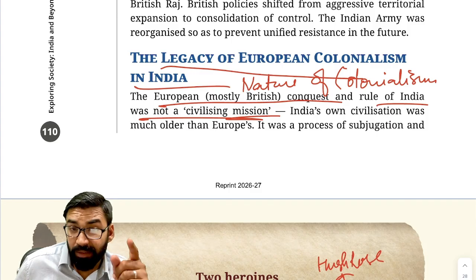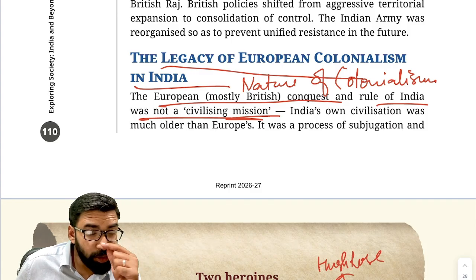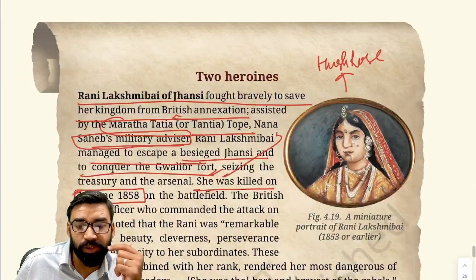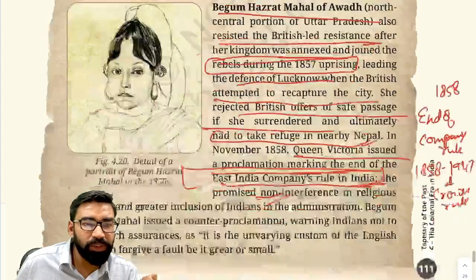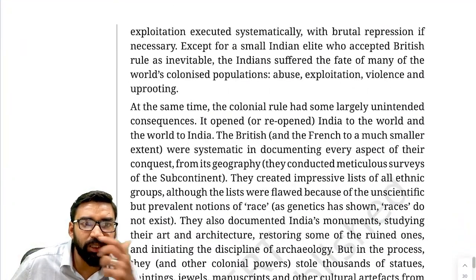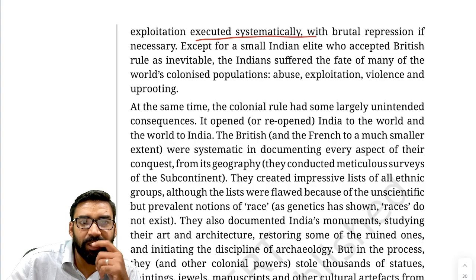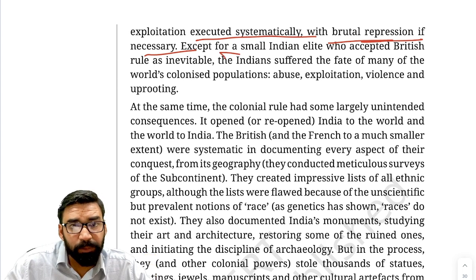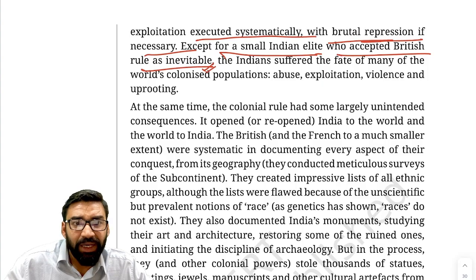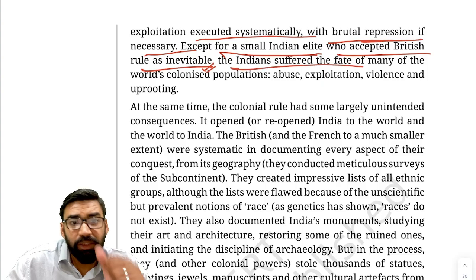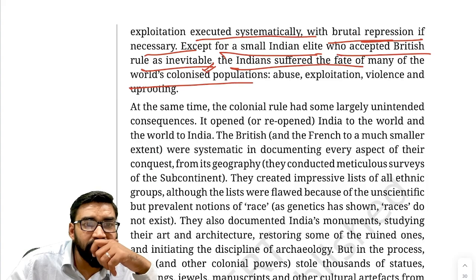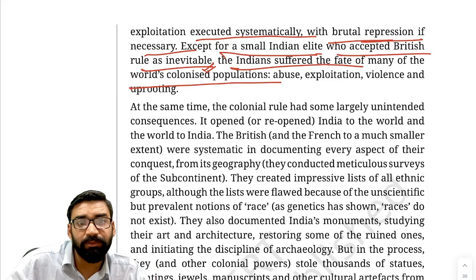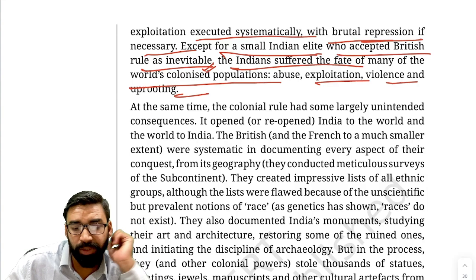Fine. Now, European rule was actually a process of subjugation and exploitation. Clear? They were actually exploiting the Indians. They executed it systematically with brutal repression if necessary. Clear? So what was the result? So except for a small Indian elite, those who accepted the British rule as inevitable, Indians actually suffered the fate of many of the world's colonized population. They had to suffer the abuse, exploitation, violence, and uprooting of British rule.